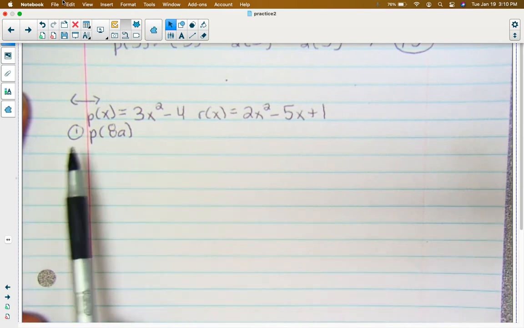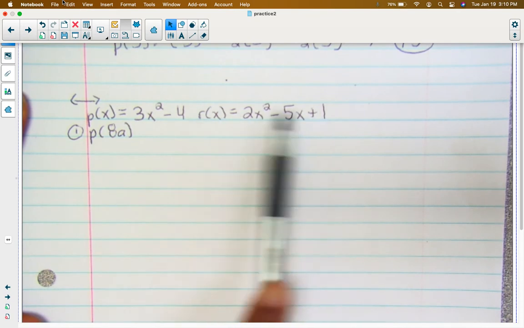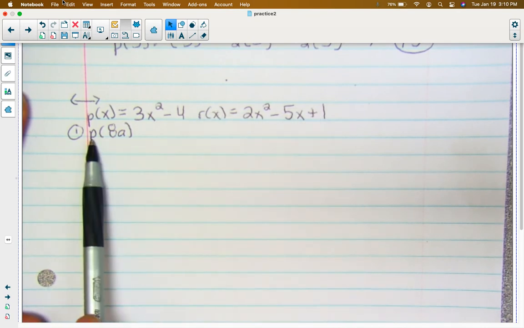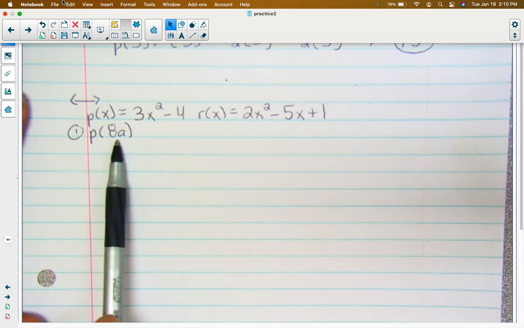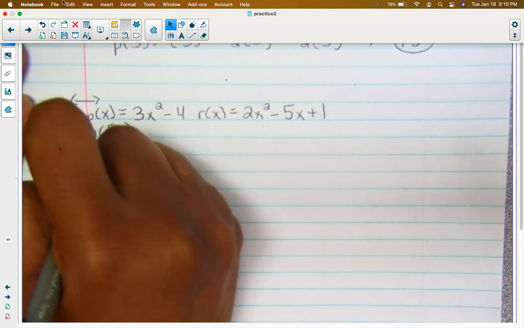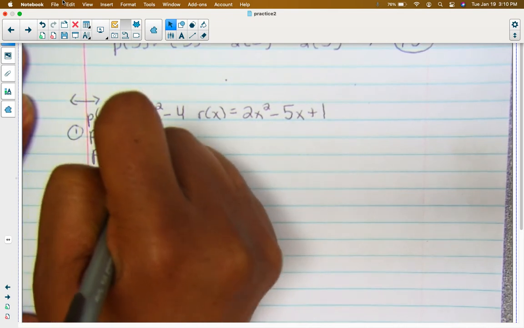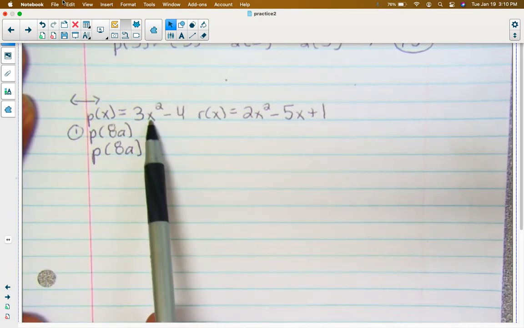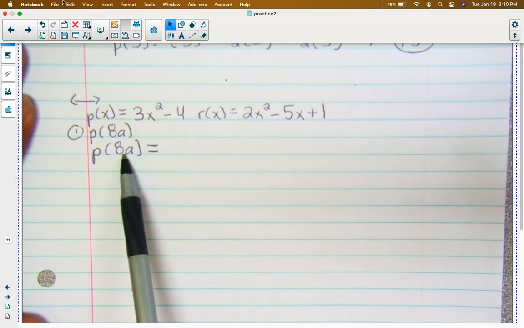So it is pretty much that simple. I'm not working with this function. Just ignore it. I'm only working with p. So I'm going to take 8a and substitute it in for p. So if I make that substitution, every place I see an x, which I only see one of them, I'm going to get rid of this x and I'm going to plug in 8a.